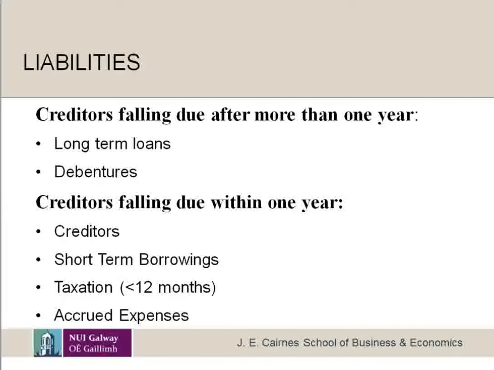And then you have creditors falling due within 1 year. So creditors that the business needs to pay within 12 months. So you can have creditors such as trade creditors. You could have short-term borrowings from banks. Your taxation expense will usually need to be paid within 12 months, and you can also have accrued expenses.